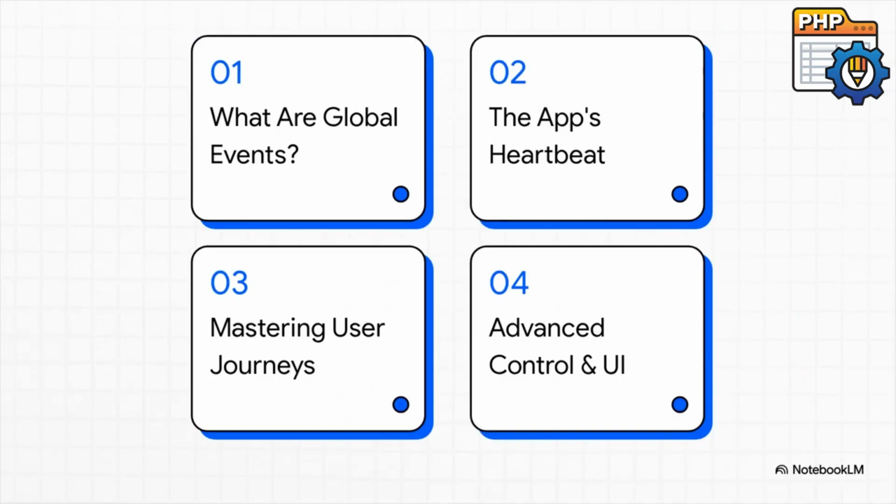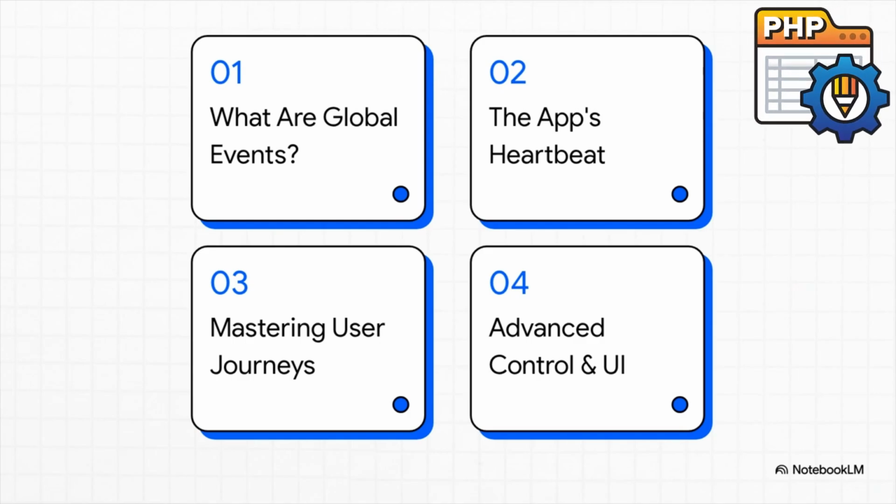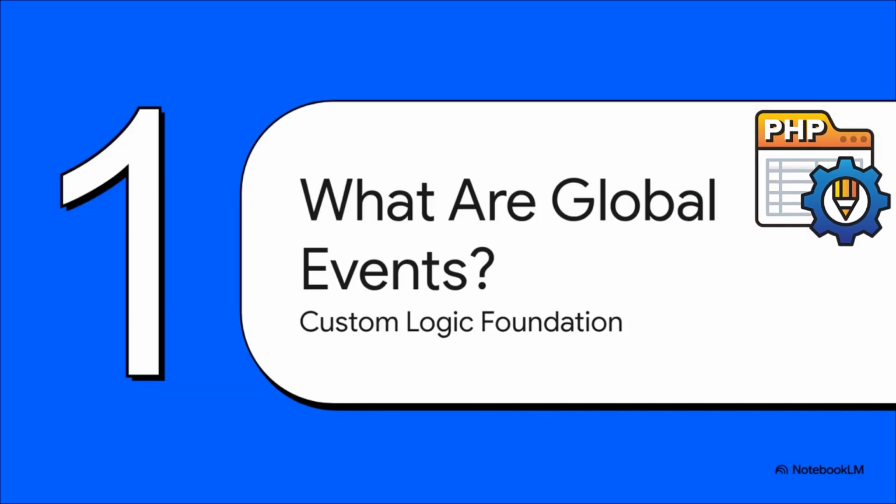All right, so here's the game plan. First, we're going to get on the same page about what global events actually are. Then we'll listen to the app's heartbeat, the page lifecycle. After that, we'll get into mastering the user journey, login, registration, all that good stuff. And finally, we'll look at some really advanced moves for tweaking your UI and audit logs. So let's start at the beginning.